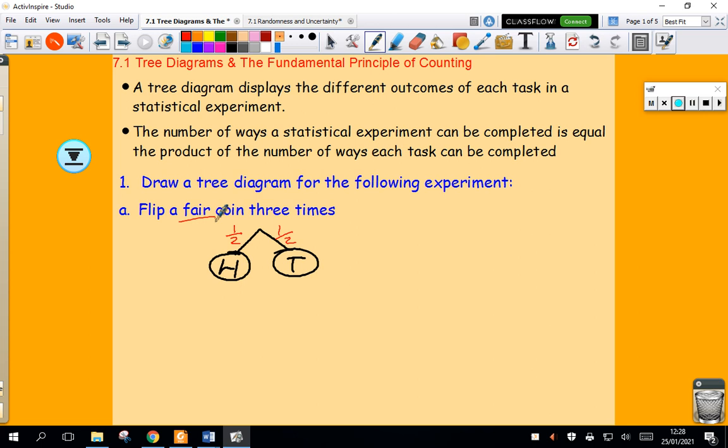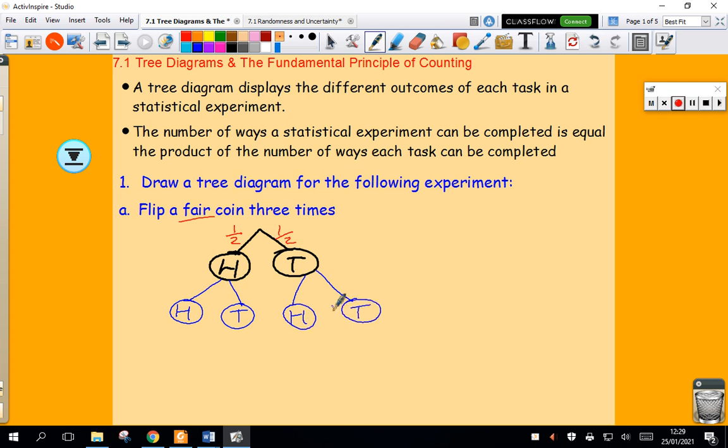Task 2 in this experiment is to flip the coin again. And I think about it in this way. Look, if task 1 finished heads up, well then task 2 can be completed also in 2 ways. But if task 1 finished tails up, well then task 2 can still be completed also in 2 ways. So given that heads was the outcome from task 1, the 2 possible outcomes from task 2 are heads and tails. Given that tails was the outcome from task 1, there are still the same 2 possible outcomes.